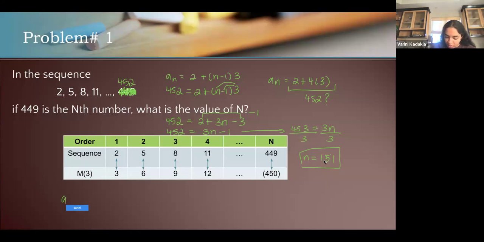So let's do a of n equals 2 plus 151 minus 1 times 3, right? If we do this, let's see what we get. We get 2 plus 150 times 3, right? And if we simplify this, we get 2 plus 450, and that gives us 452, right?